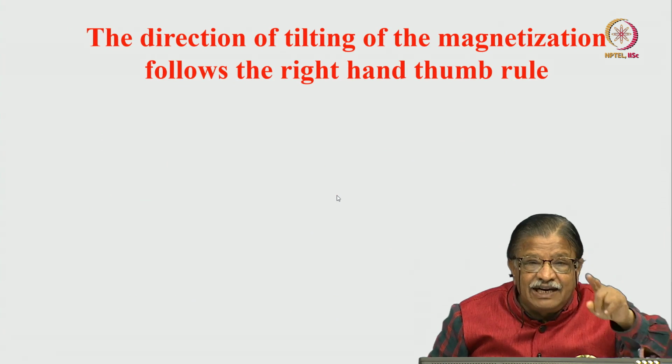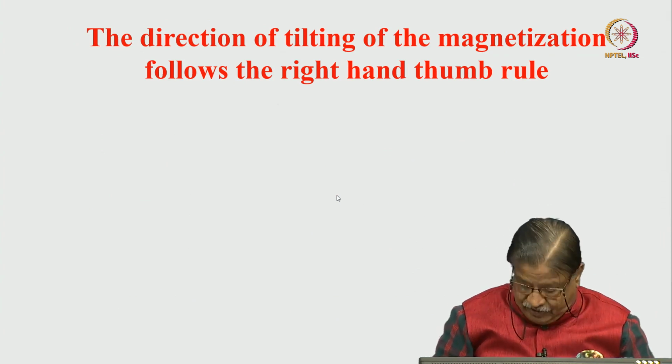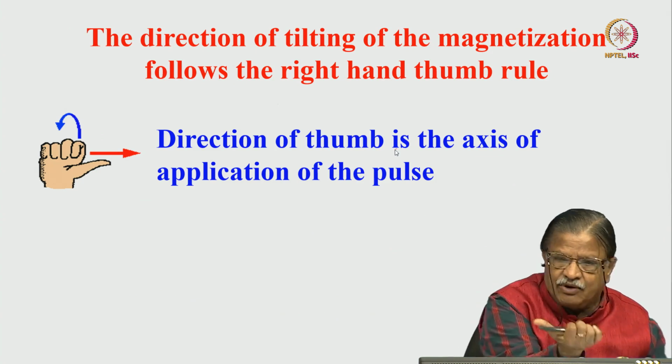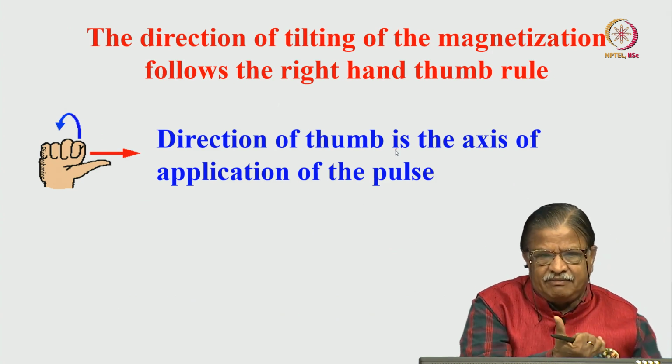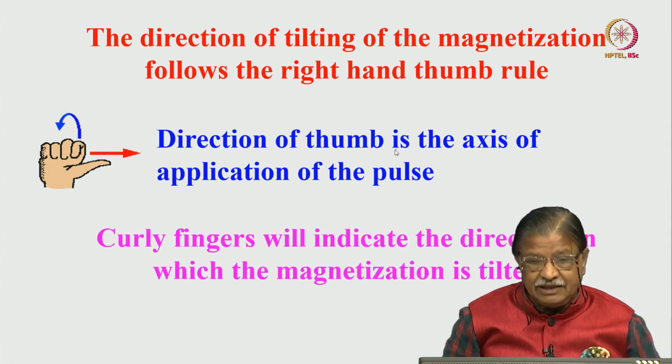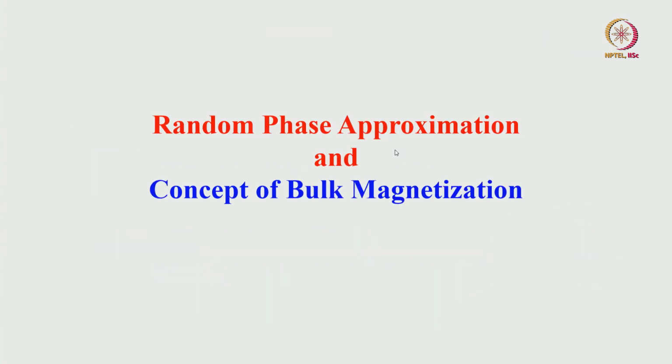The direction of tilting of the magnetization follows what is called the right hand thumb rule. The direction of the thumb is the axis in which you are going to apply the pulse, and the curly fingers tell you the direction in which it is going to be tilted. That is important. So with this, how we apply a 90-degree pulse, how we bring the magnetization to the x axis, y axis, we can understand.